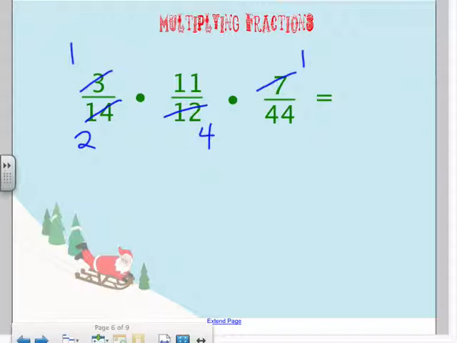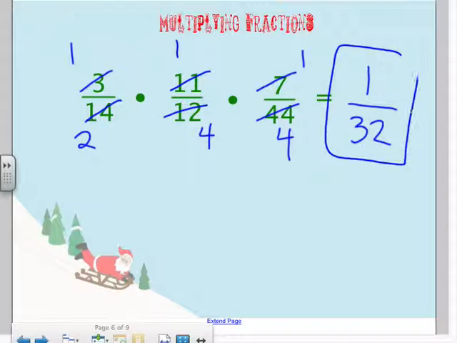11 and 44, 11 goes into 44 4 times, and there's our answer. So this is as simplified as we can get, because in the numerator, they're all 1s. In the denominator, I got 2 times 4 is 8. 8 times 4 is 32. So 1/32 is our final answer. And you know that's simplified with a 1 in the numerator like that.